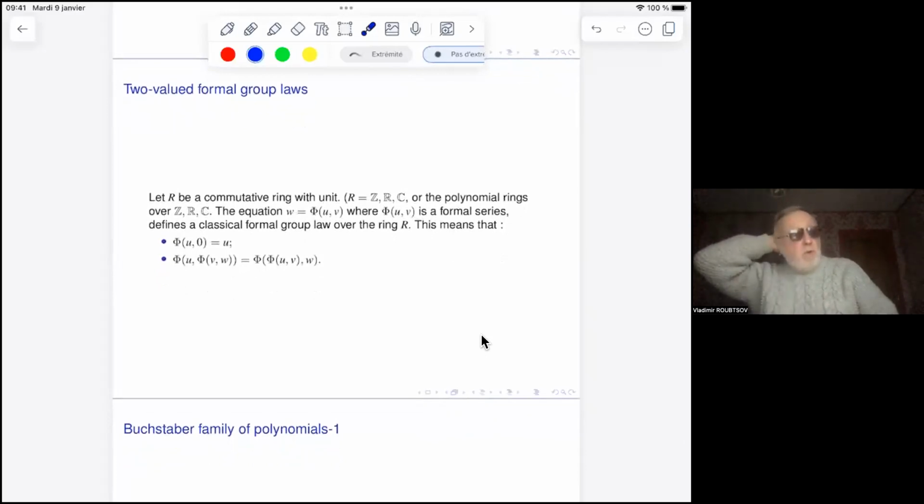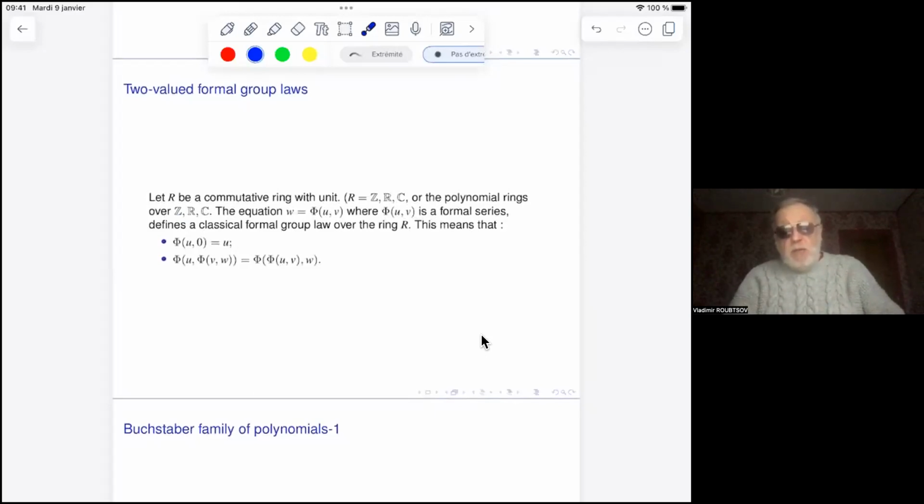What is the formal group law? Let's consider some commutative ring R. In applications, of course, R will be the integer, real or complex numbers. And then, of course, it might also be polynomial rings with the coefficients in these number rings Z, R, and C. And we will consider the formal series in two variables, U and V.